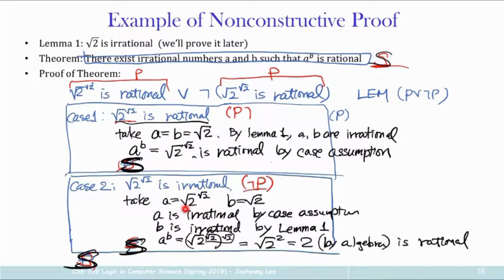So if we take a to be this one and b to be this one, we know that a is irrational because that's what we assumed in case 2. And square root of 2 is still irrational because lemma 1 still applies. But when you do a to the power b, by algebra, it becomes rational. So again, we found two numbers a and b that satisfy the given statement S. So we prove S in the same case statement. So by the OR elimination, regardless of which case you are in, you can still prove the same S. So we are done.